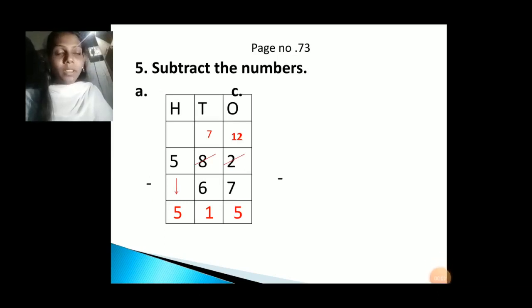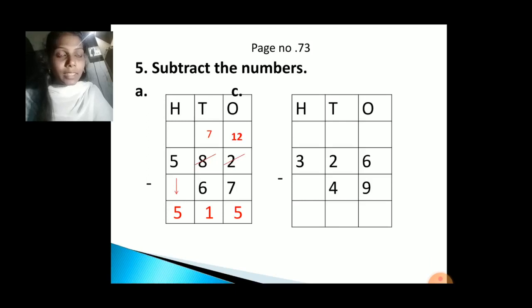Okay, C sum. See this sum. Here in this sum, you have to subtract 326 minus 49. Okay, so first we will subtract the ones column, right? We will start the subtraction from the ones column. So here in the ones column we have to subtract 6 minus 9. Is it possible? 6 minus 9? No. So for this situation, what we will do?